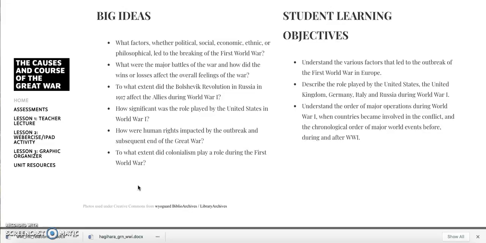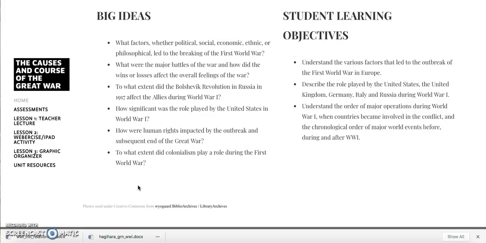Third, to what extent did the Bolshevik Revolution in Russia in 1917 affect the Allies? And similar to that, number 4, how significant was the role that was played by the US in World War I? Both of these events had tremendous impacts on the outbreak of World War I and the overall cause of them. Both the rise of the Soviets in 1917 and the entrance of the US in early 1917 impacted the outcome of the war severely.